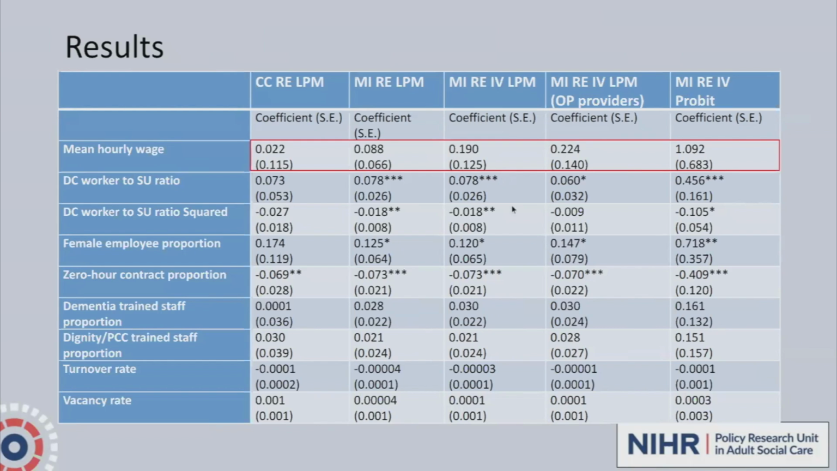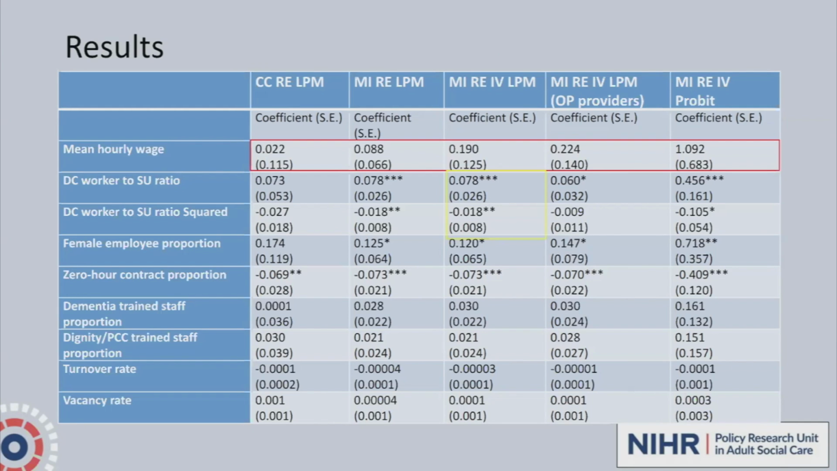The direct care worker to service user ratio significantly increases the likelihood of a higher quality rating, but generally at a decreasing rate, which is what you would expect. So there is a quadratic relationship going on, some evidence of a quadratic relationship at least.